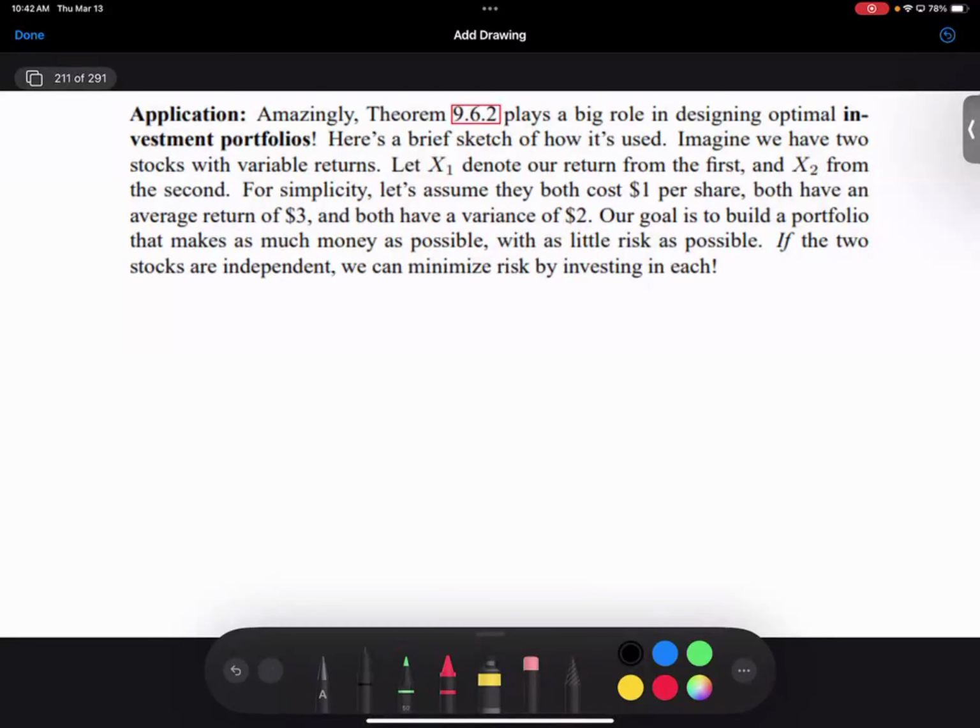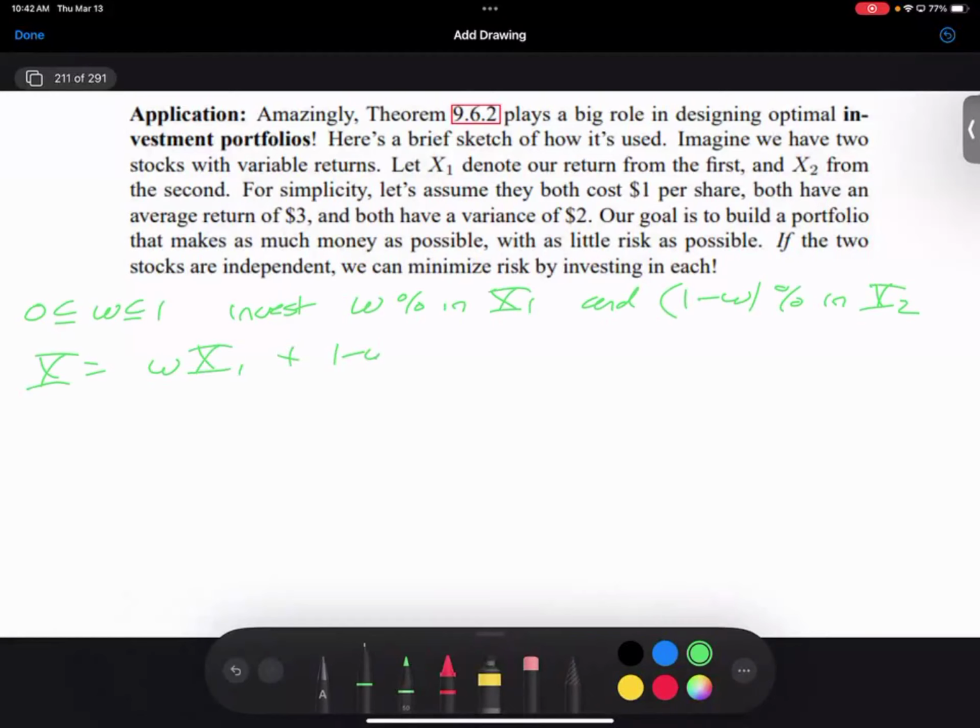Well, let's assume 0 is less than or equal to W, which is less than or equal to 1. Invest W% in X1 and 1 minus W% in X2. So our portfolio is this nice weighted sum. What's the expected value of X?